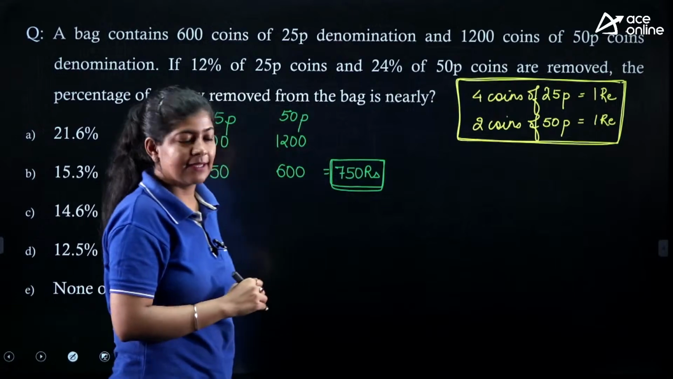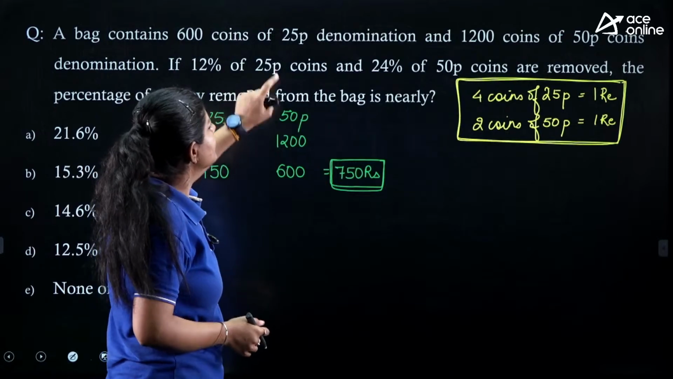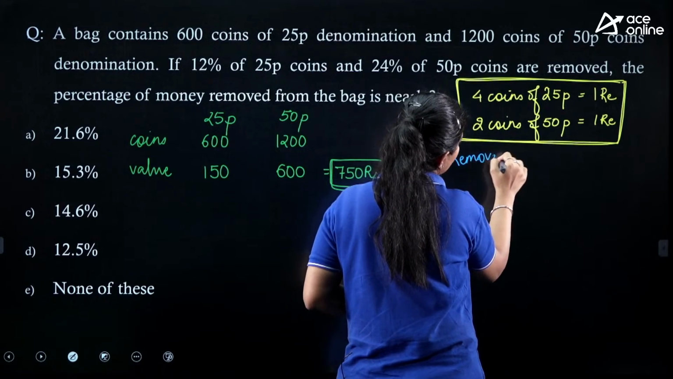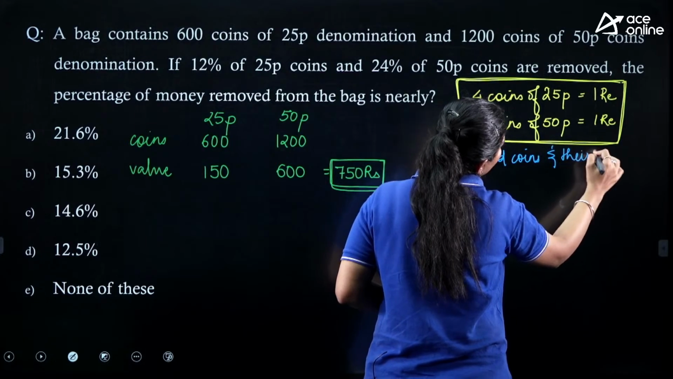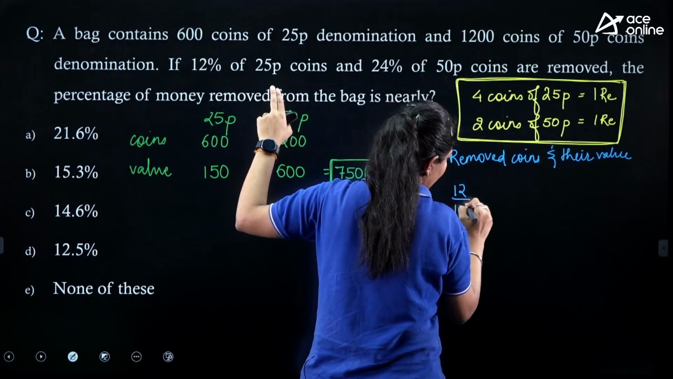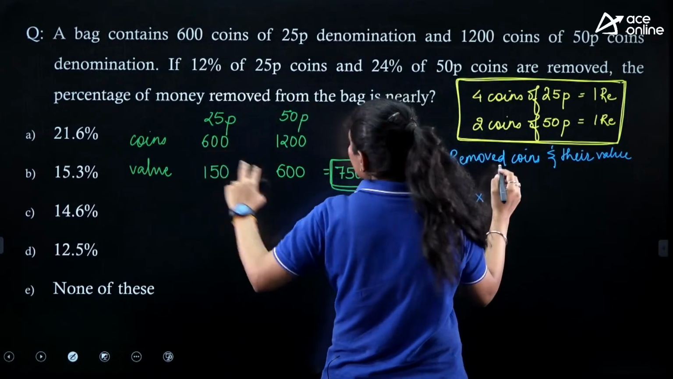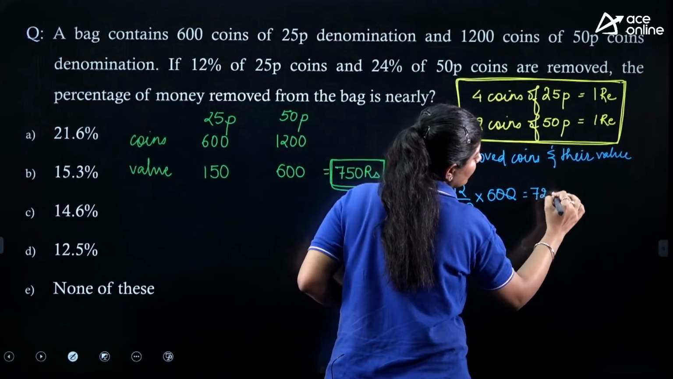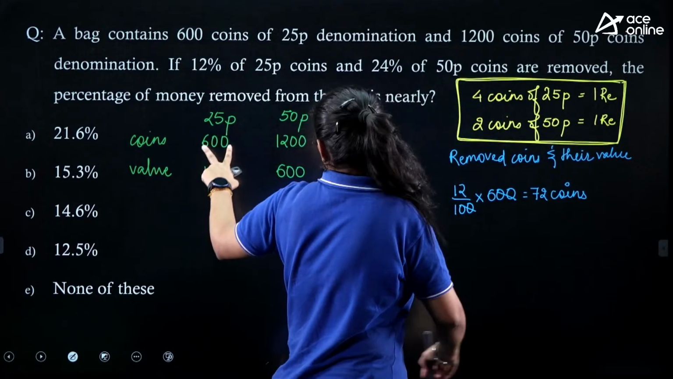But the question is saying that now we are removing a few of the coins. If 12% of 25 paisa coins are removed, we are going to find out the removed coins and their value, right? 12% of 25 paisa coins, and how many coins are we having? 600, right? That means we are removing a total of 72 coins out of the total 600 coins.